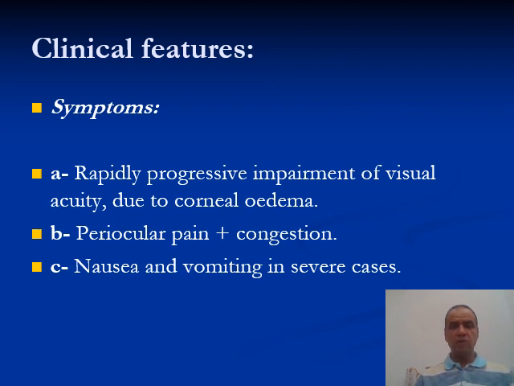Also, because there is severe rising of intraocular pressure, there is ocular pain, periocular pain, and severe congestion of the eye. Sometimes there is even nausea and vomiting, and most of those patients usually present with headache. So you should put acute congestive angle closure glaucoma in the differential diagnosis of severe headache.